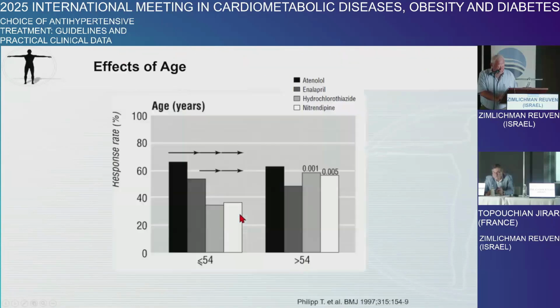Start with a diuretic. Now, effect of age. On the left, the 4 bars are younger people, less than 54. On the right, more than 54. And just note, the 2 lowest columns on the left are calcium channel blocker and hydrochlorothiazide diuretic. They are relatively not effective in the young. However, they become extremely effective in the old. So again, calcium channel blockers and diuretics are the best choice for elderly patients.